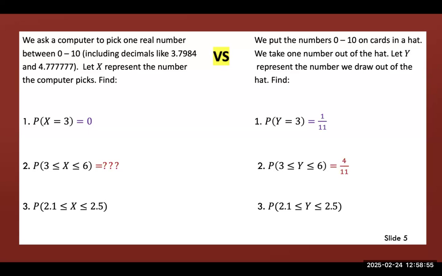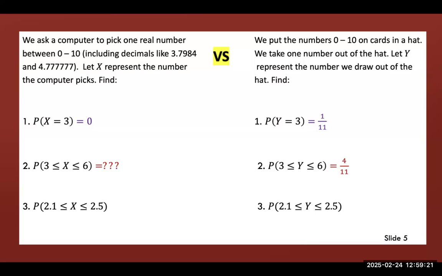Now the one on the left, there's infinitely many numbers between 3 and 6 when we ask a computer to pick a random number. It could choose 3, 4, 5, 6, but it also could choose 3.5, 3.7894. There's infinitely many numbers it could pick. So we right now don't have the tools to figure that out. How would you calculate that? We're going to look into that in just a bit.